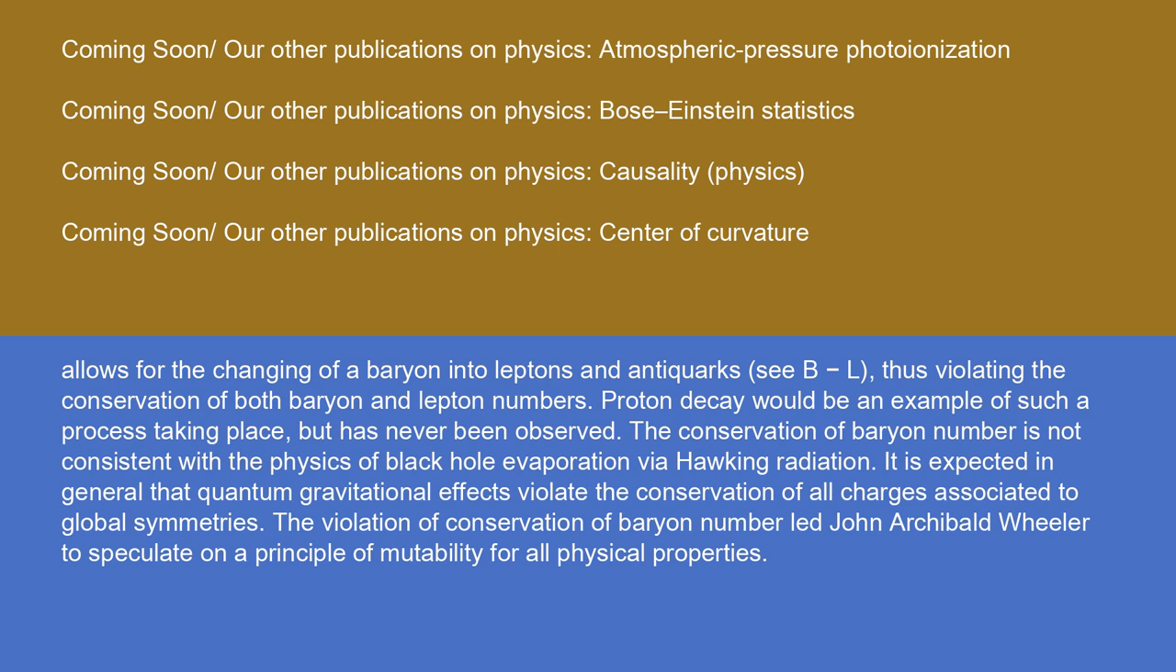The conservation of baryon number is not consistent with the physics of black hole evaporation via Hawking radiation. It is expected in general that quantum gravitational effects violate the conservation of all charges associated to global symmetries. The violation of conservation of baryon number led John Archibald Wheeler to speculate on a principle of mutability for all physical properties.